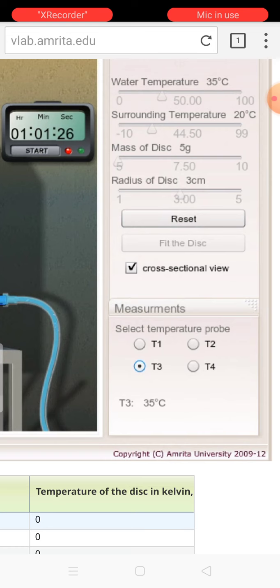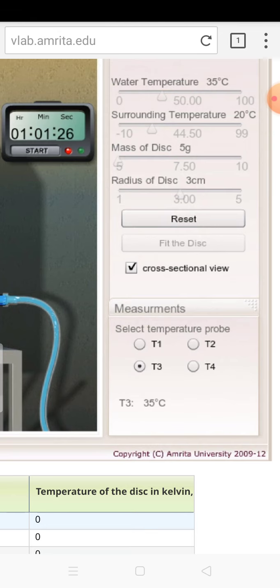So last time I have again practiced this problem. So you see the water temperature is 35 degrees, surrounding temperature is 20 degrees, mass of the dish is 5 gram. They are standing on a slider. So if you vary the surrounding temperature to any other value, you can do it. It would be convenient. Room temperature should not be disturbed. Radius should be fixed.